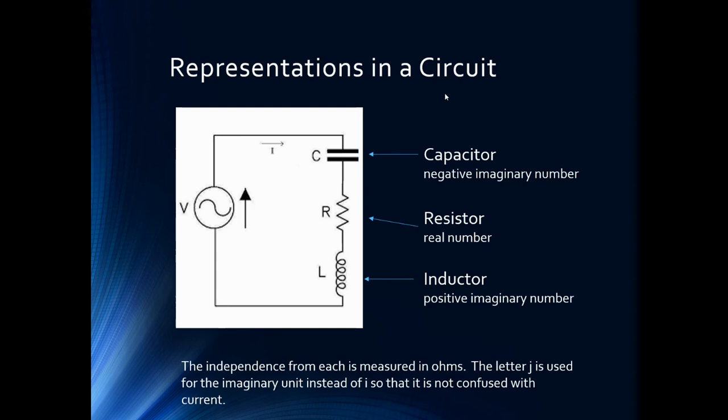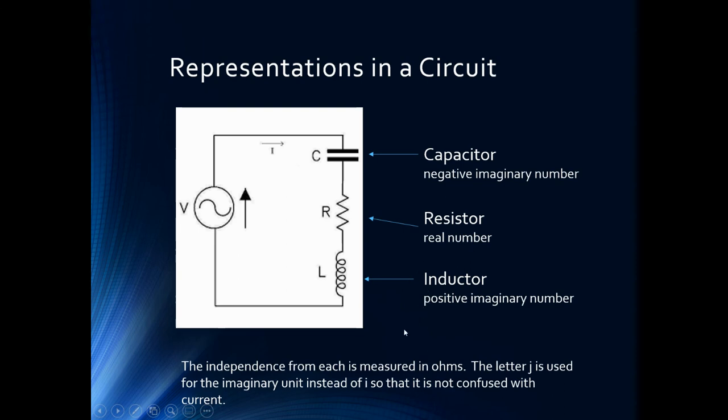So here is how you can represent these components in an electrical circuit. So this represents a capacitor. This is my battery here. Here is the resistor, and this is an inductor.